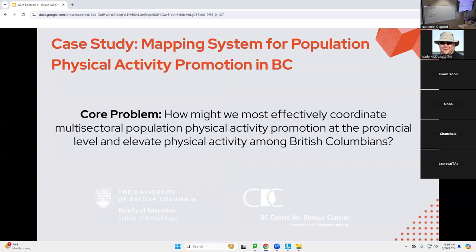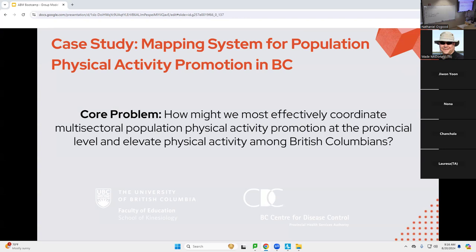Okay, so jumping now into this case study, the one that we're going to focus on today. It was all about mapping systems for population physical activity promotion in BC. To give some context here, there was the COVID-19 pandemic, as many things tend to fall back into that, and that brought to light a lot of flaws in our system that we didn't have to worry about before, but now we really did. And it emphasized the need for renewed and strengthened health promotion and non-communicable disease prevention in BC.